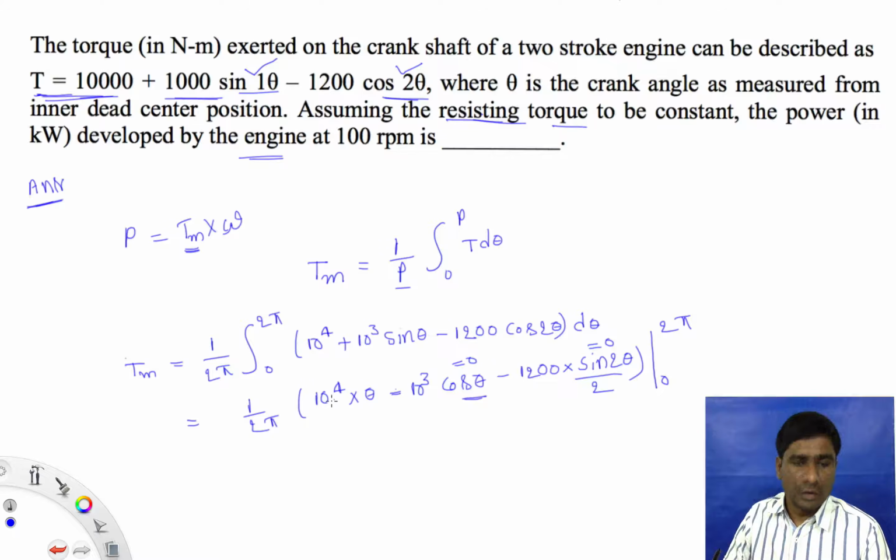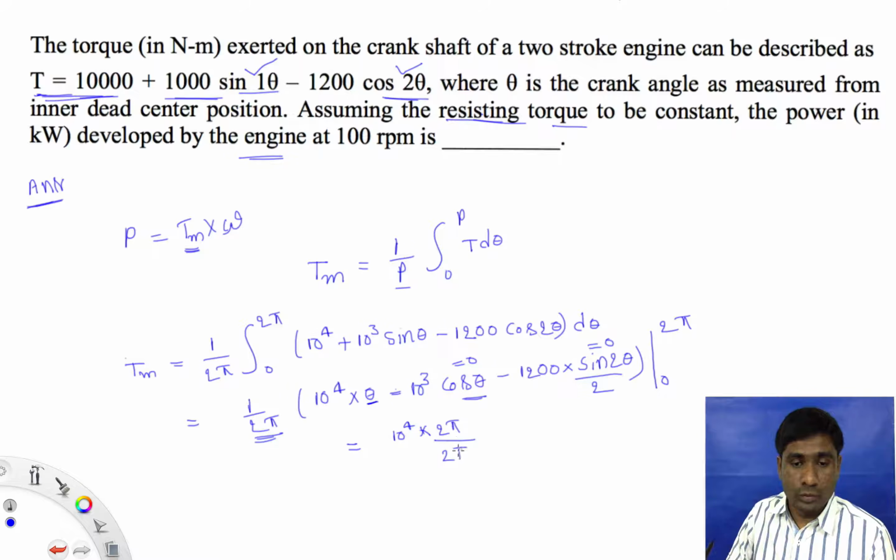So we have only 10 power 4 into theta. And if I substitute 2 pi here, it becomes 2 pi. But here already we have a 2 pi, so this will become 10 power 4 into 2 pi by 2 pi. So this will get cancelled, and we will get 10 power 4.